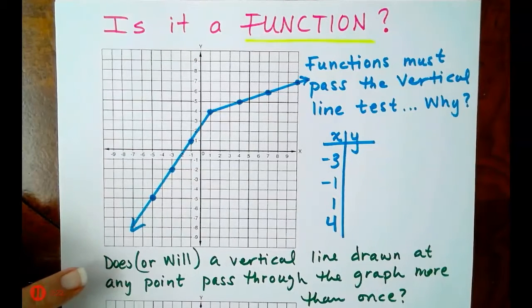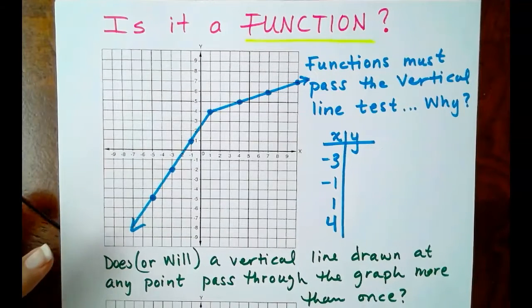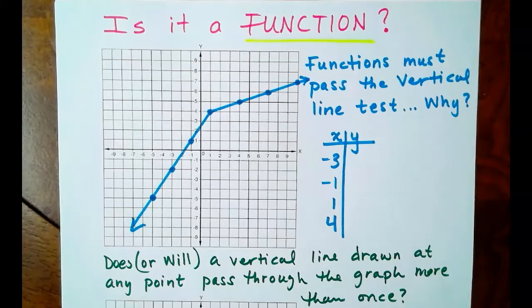And we have something called the vertical line test. And the vertical line test will tell us whether or not we have a function as well. So, functions must pass the vertical line test. So, why? Let's take a look at this blue graph. And I already have an XY chart started.